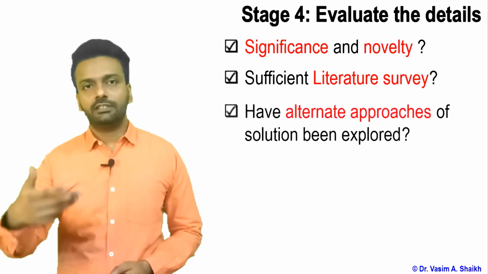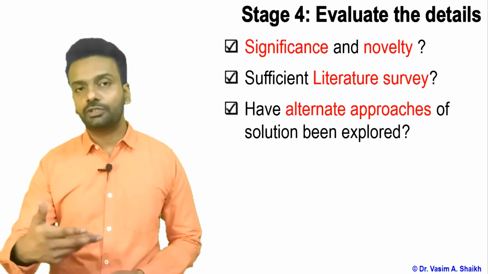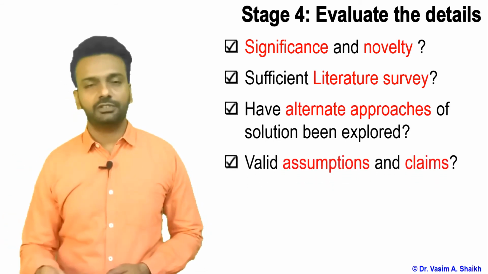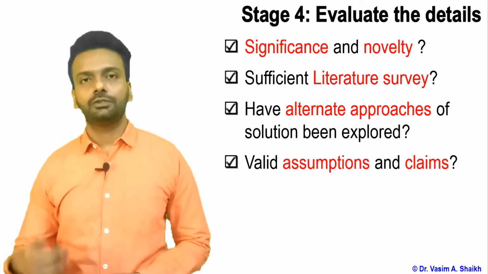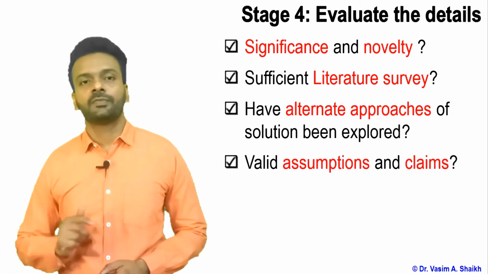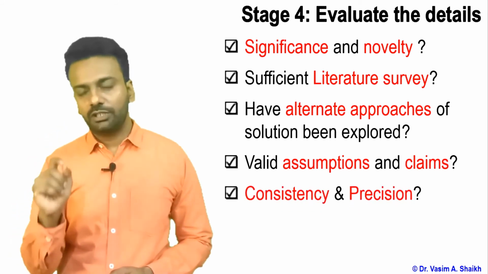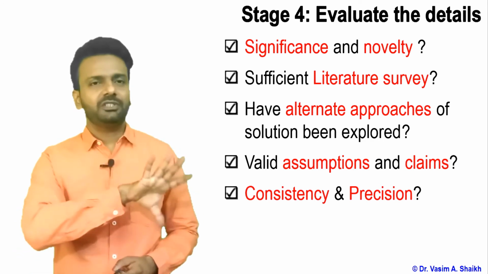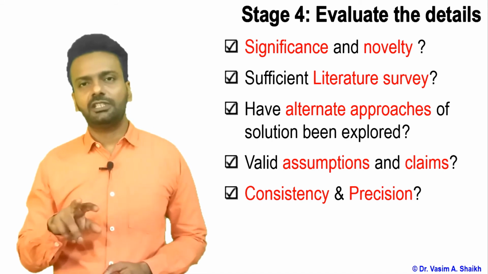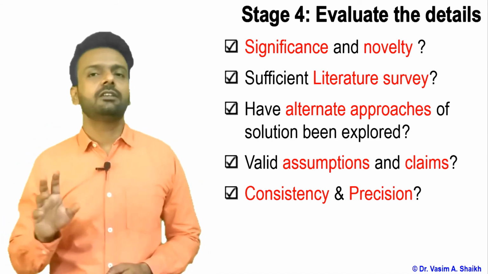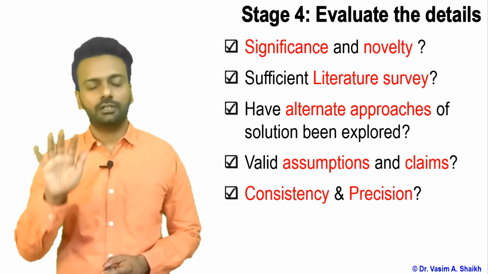Then whether there is an alternate approach, whether they have explored this option, or whether they have some assumptions or claims which are valid. Sometimes the assumptions and claims are not valid. So that is how you are evaluating the detail. Consistency and precision is also very important. You have to evaluate that. Sometimes the paper is telling something in one place and something else somewhere else, contradicting information is there, information is not precise. All these things you are evaluating in the detail of the paper.